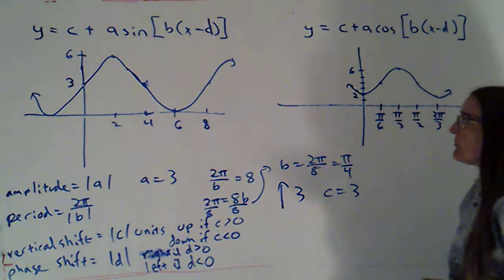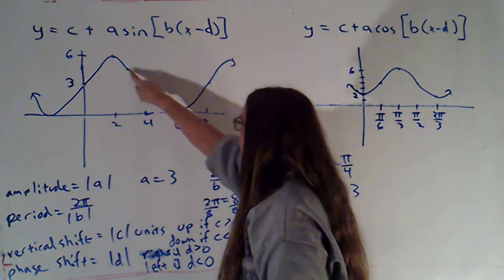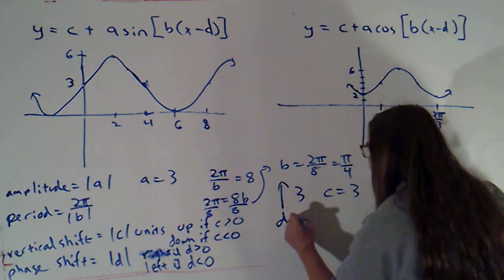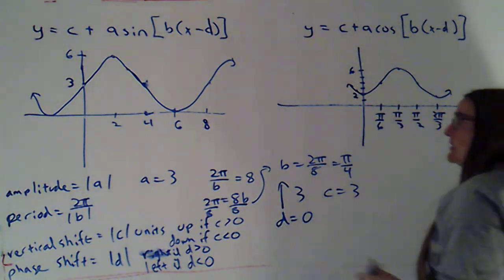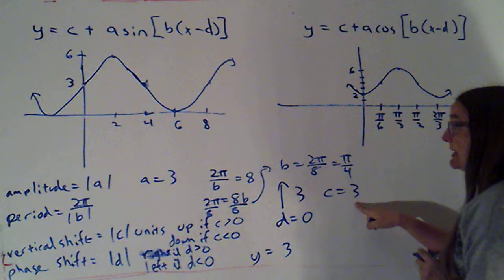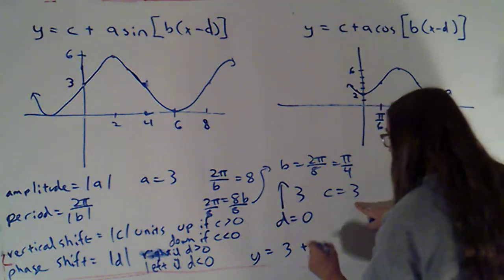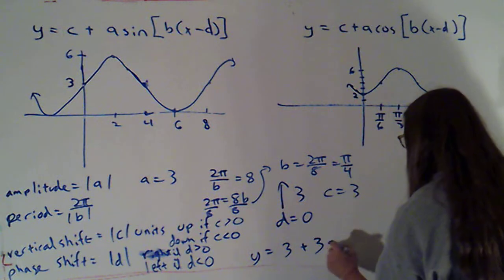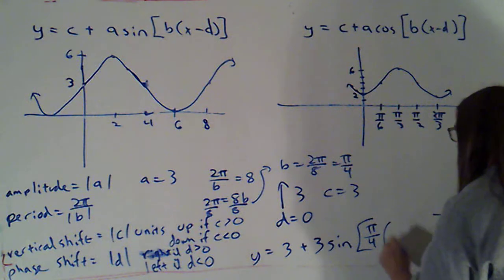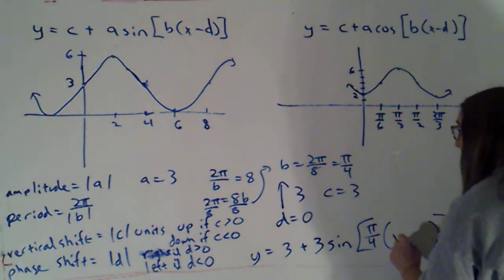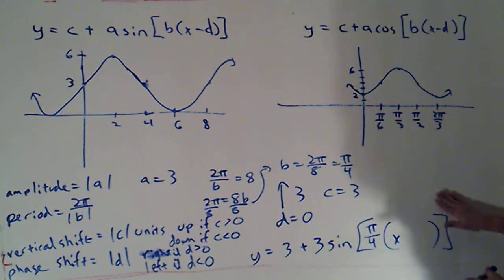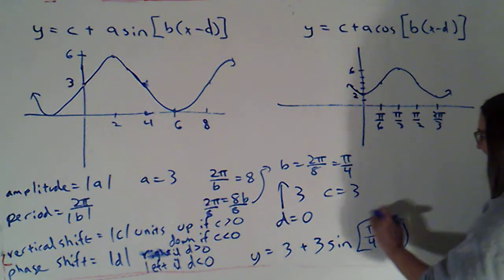Okay. And in this case, it looks like we didn't actually do a horizontal shift at all, because we're starting here at 0. So I'm going to say my d is just 0. So then I can put all the pieces together. So y is equal to c, we said was 3, plus a, we said was 3, times sine of b, we said was pi over 4, times x minus d, and we said d was 0, so just times x. Pi over 4 times x.